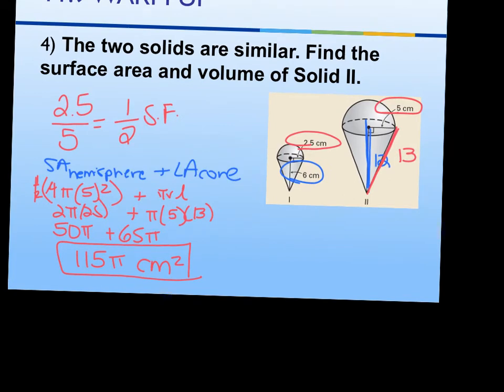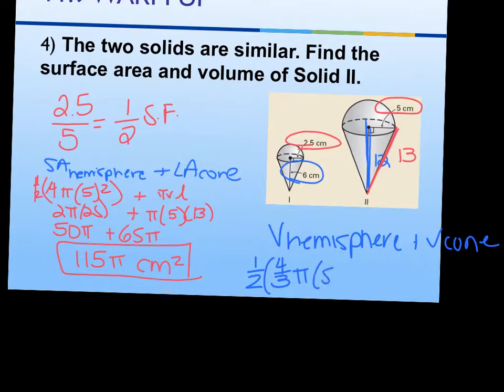And then for the volume, I'll find the volume of the hemisphere and add to it the volume of the cone. And I don't have to adjust that in any way because it's still all the way full. So hemisphere would be 1/2 times 4/3 pi 5 cubed. And the volume of a cone would be pi r squared times the height. And r, I can plug in, pi times 5 squared times the height, which is 12.